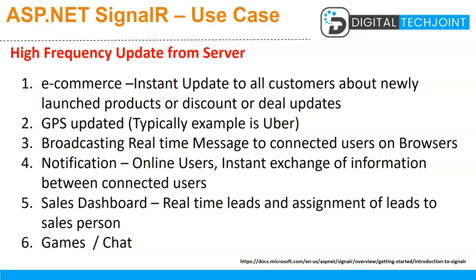Similarly, assuming you have a sales dashboard and you would like to see the real-time leads that are generated, as well as allocate this real-time lead to your sales guys who will be on the browser or on the app, and the moment you do that, they will get a notification. Then the last examples which I just jotted down are the chat application, and the games application that requires a real-time frequency of update between the client and the server. So these are a couple of examples and use cases where SignalR comes as a handy tool to implement it.